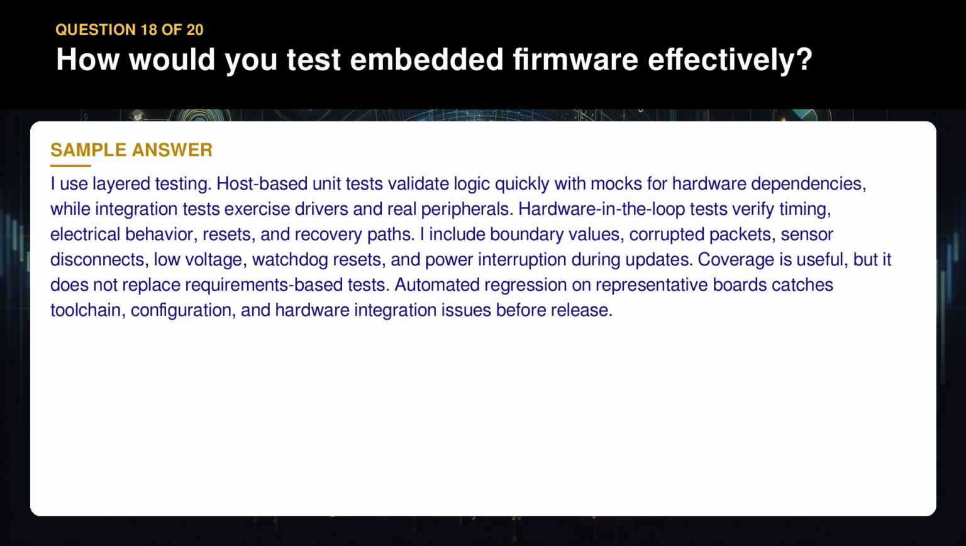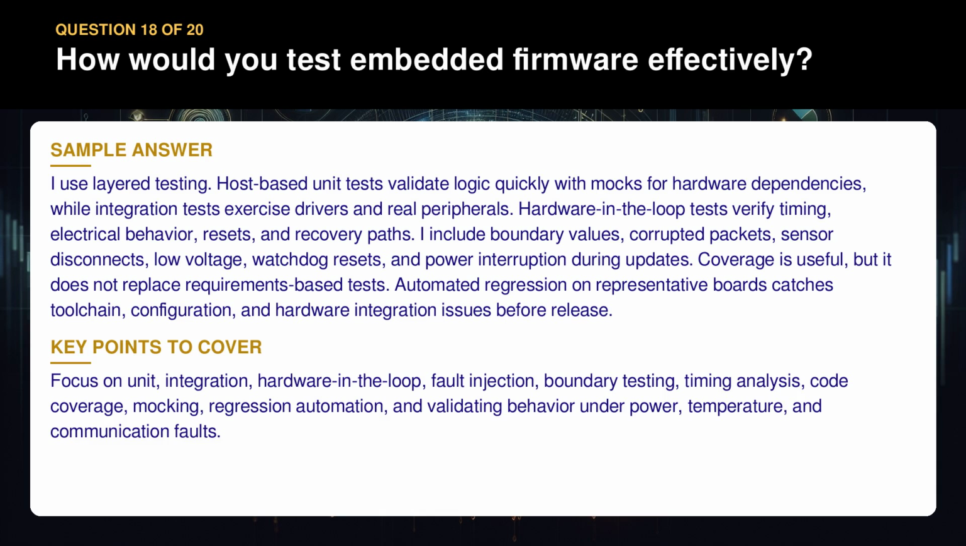Coverage is useful, but it does not replace requirements-based tests. Automated regression on representative boards catches toolchain, configuration, and hardware integration issues before release. Focus on unit, integration, hardware in the loop, fault injection, boundary testing, timing analysis, code coverage, mocking, regression automation, and validating behavior under power, temperature, and communication faults.